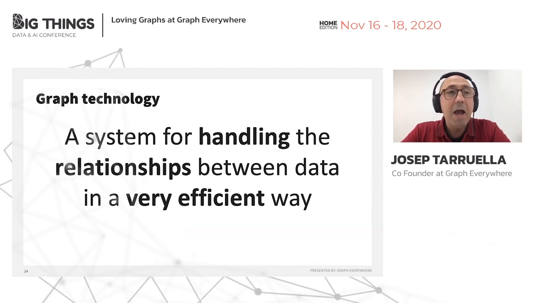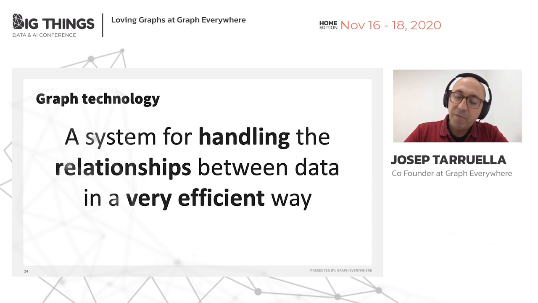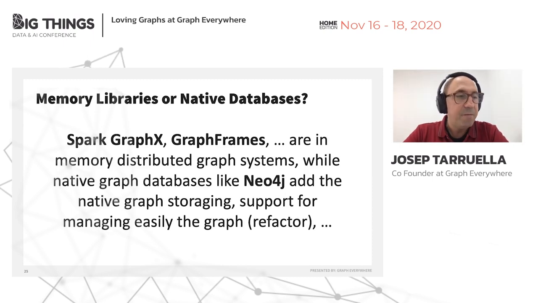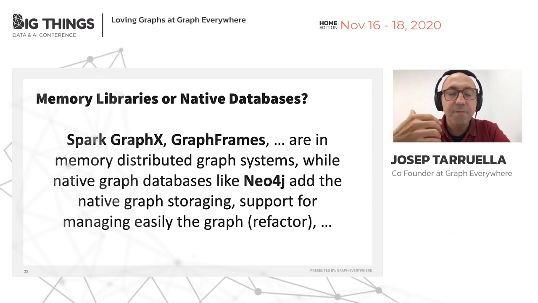This is the sum up. It's a way of managing relationships efficiently. We have had many technical systems to manage data sets very efficiently, but not relationships. So now it's time for graph technology. And we have different graph technologies. We have in-memory distributed graph systems like GraphX, GraphFrames, etc.